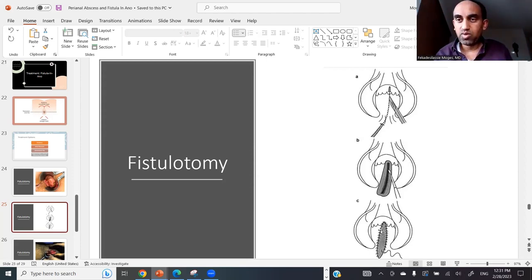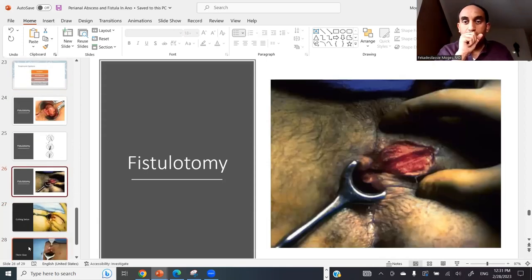We call it marsupialization. That's not always necessary, but some surgeons might do that. When you marsupialize it, the tissue cannot come together and close prematurely before there is granulation tissue buildup to obliterate the tract. So this is what happens.